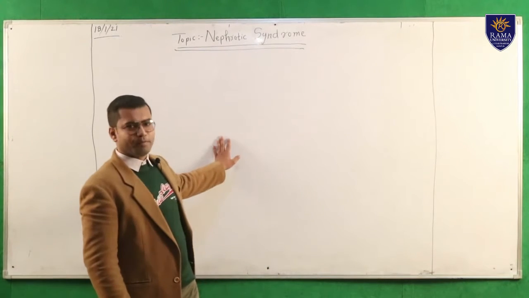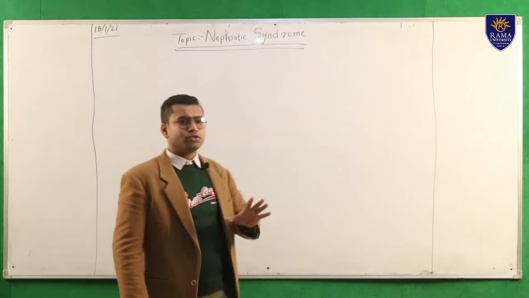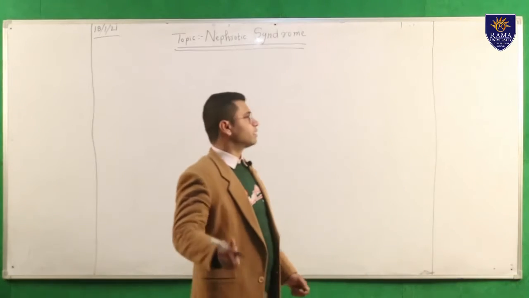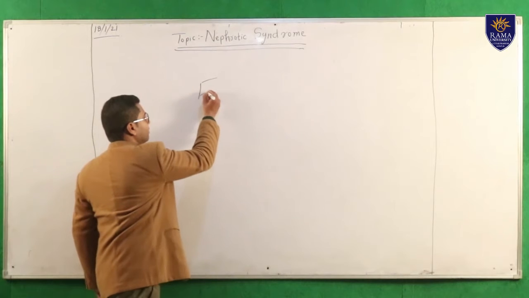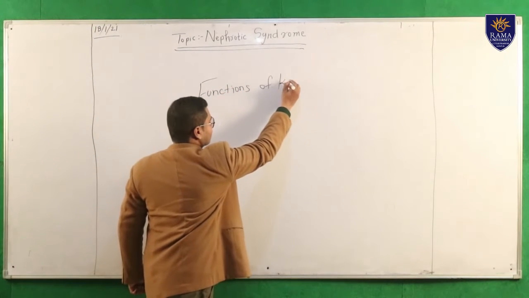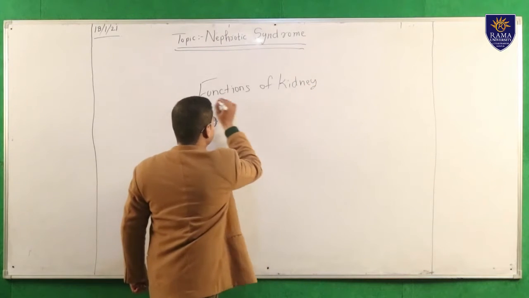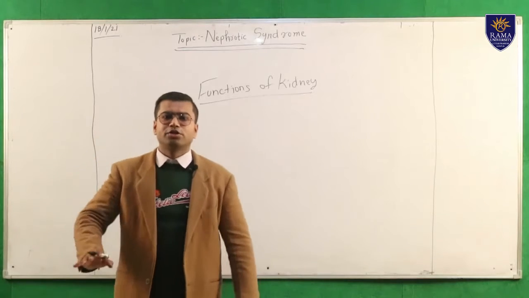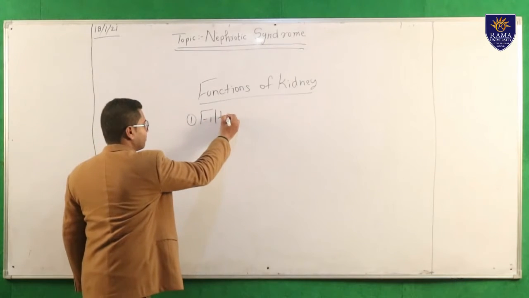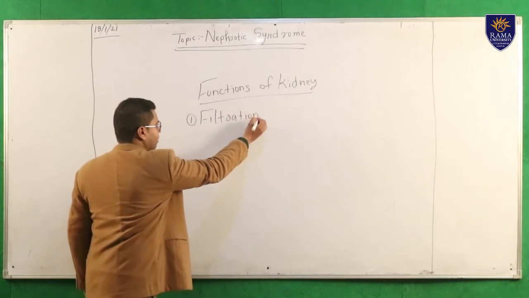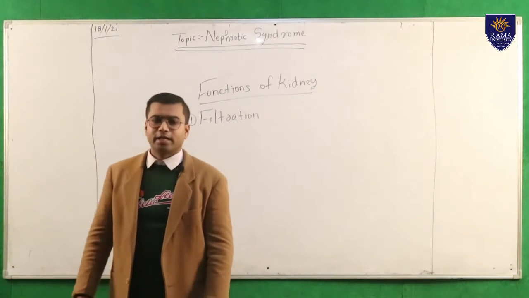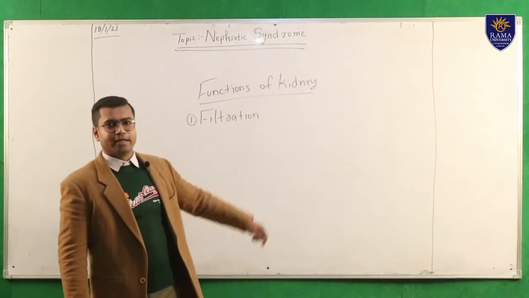Before proceeding with our topic, nephrotic syndrome, we should know the main functions of the kidney. The first and main function of the kidney is filtration. The products which are not needed in the body are filtered through the kidney.